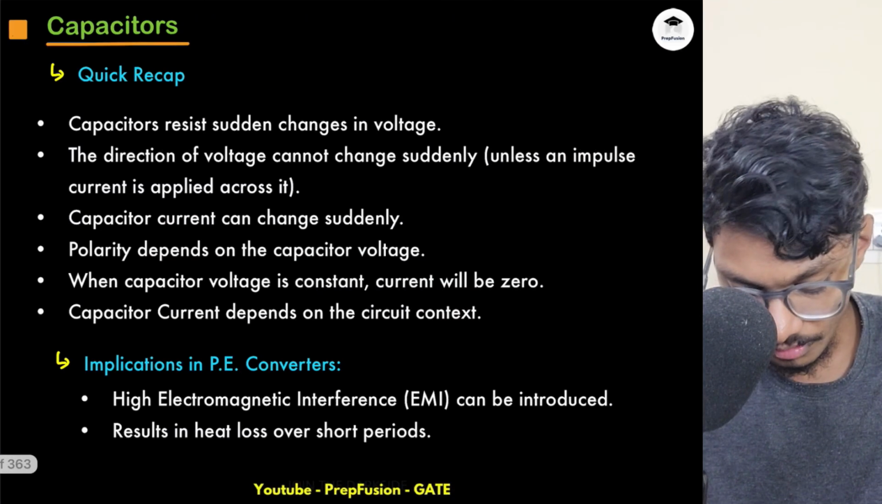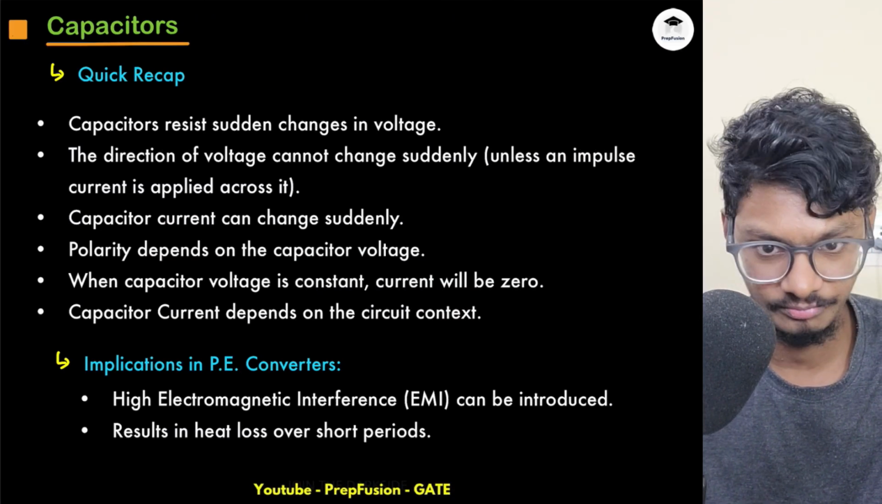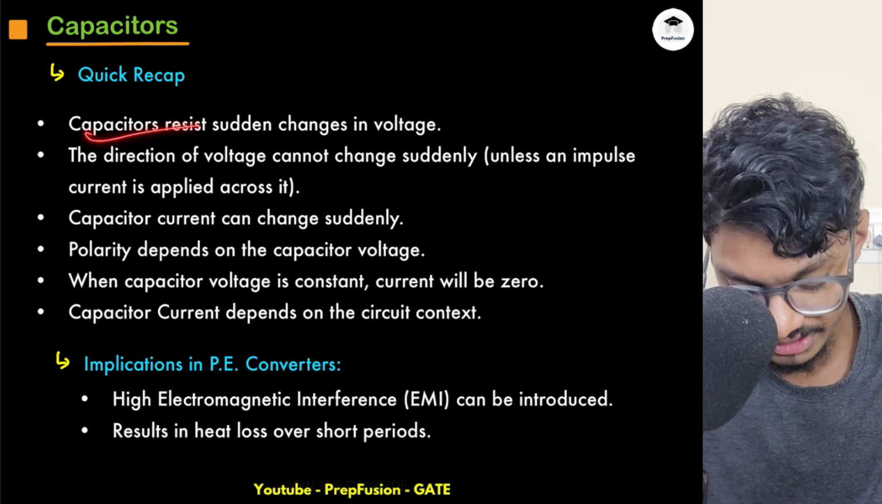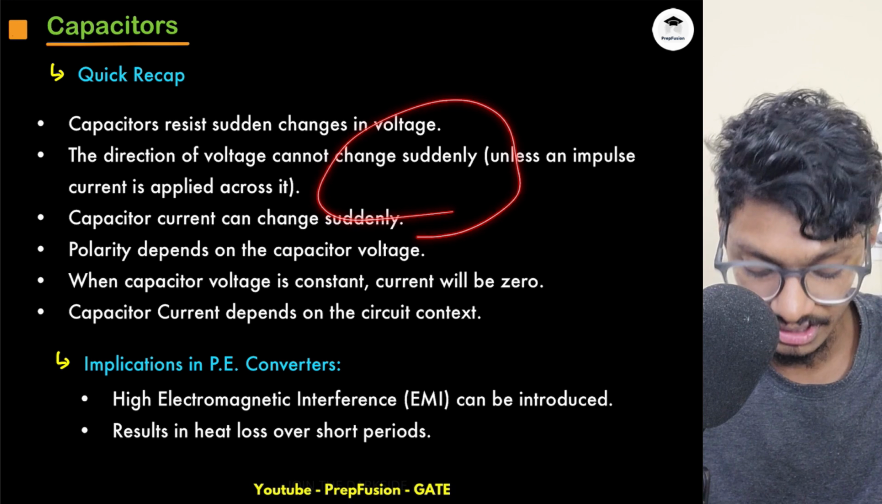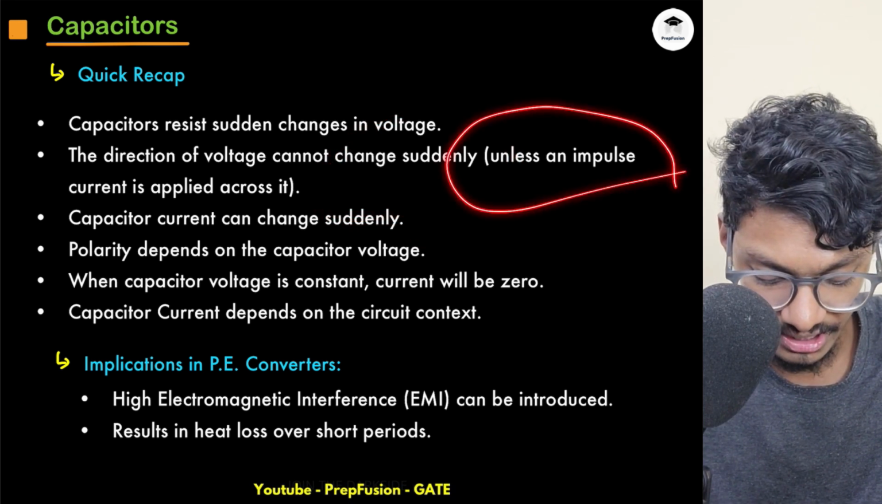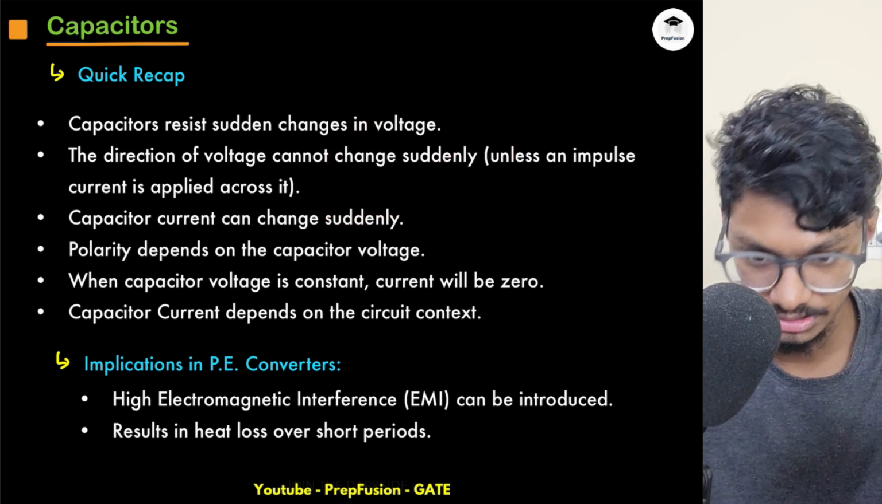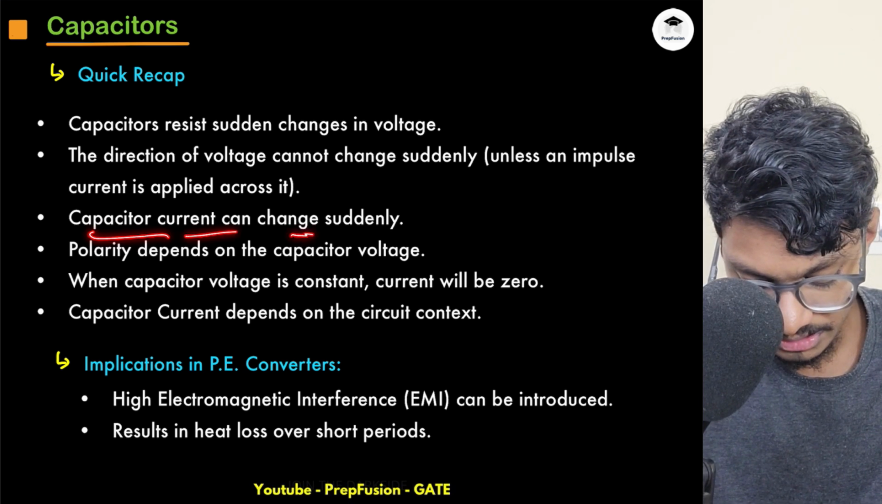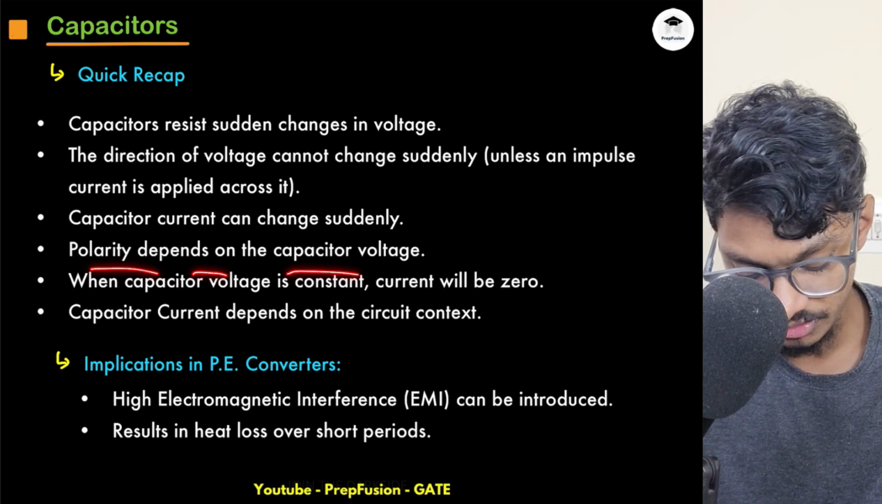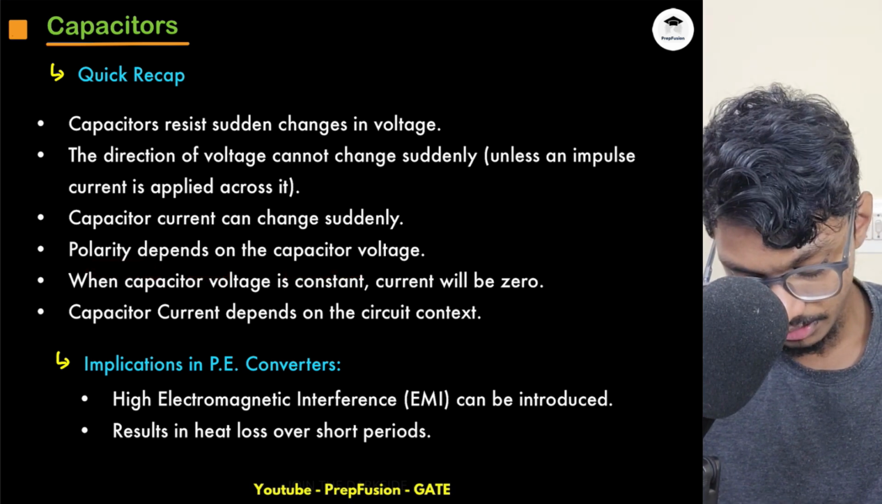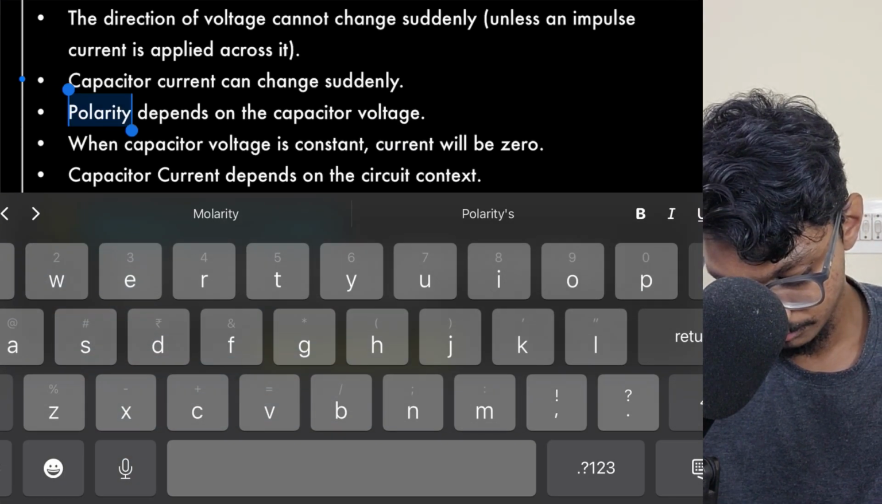There are a few points about the capacitor as well. Capacitor resists sudden changes in voltage. The voltage cannot change suddenly for capacitors, but if an impulse current is applied, then it can change. Capacitor current can change suddenly, just like inductor voltage. Polarity depends on the capacitor voltage, like the direction of current.